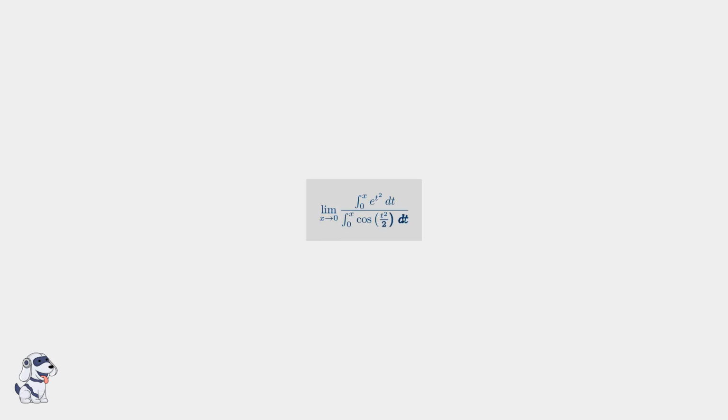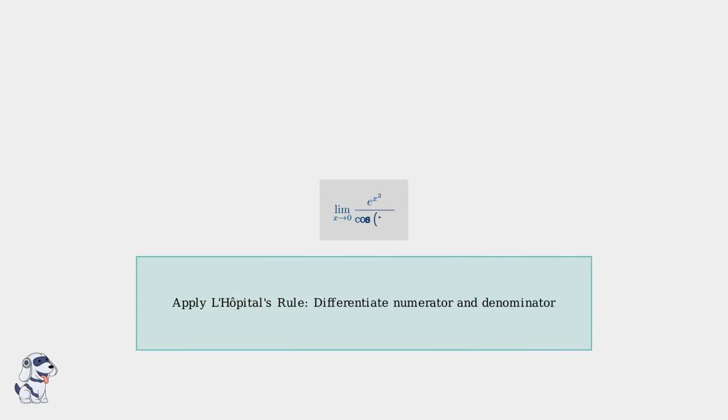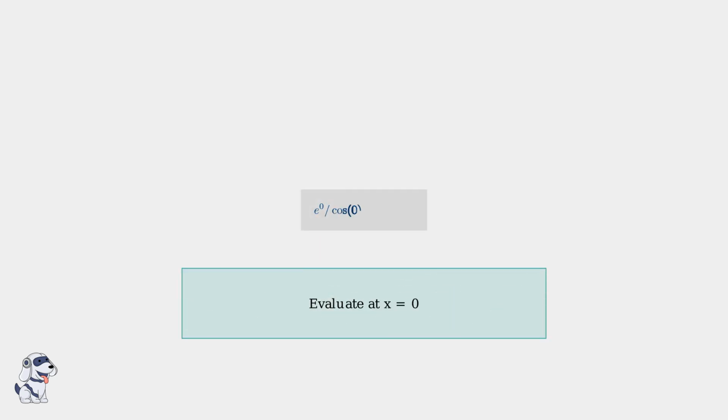Problem 7 involves evaluating the limit as x approaches 0 of the integral from 0 to x of e to the t squared dt, divided by the integral from 0 to x of cosine of t squared over 2 dt. This is a 0 over 0 indeterminate form, so we can apply L'Hopital's rule. Using L'Hopital's rule, we differentiate the numerator and denominator. By the fundamental theorem of calculus, the derivative of the numerator is e to the x squared, and the derivative of the denominator is cosine of x squared over 2.